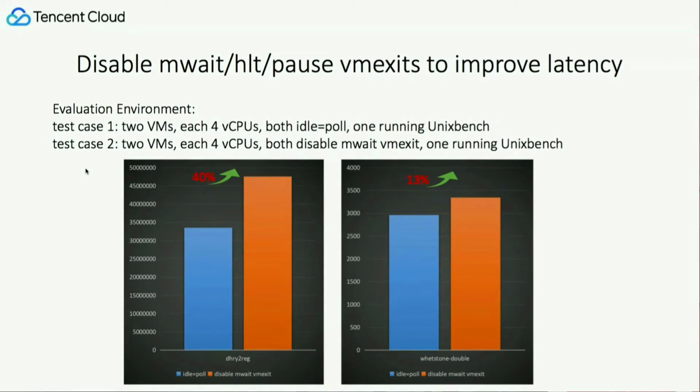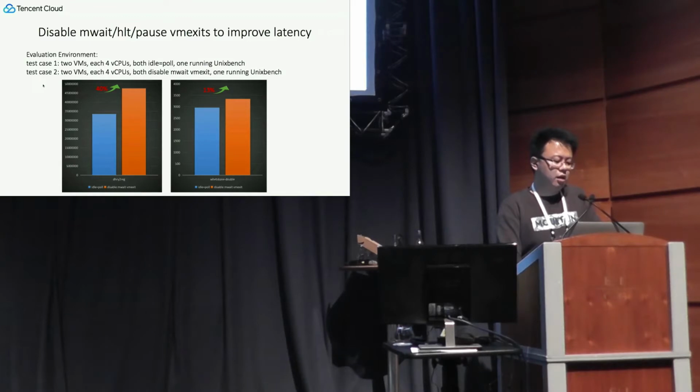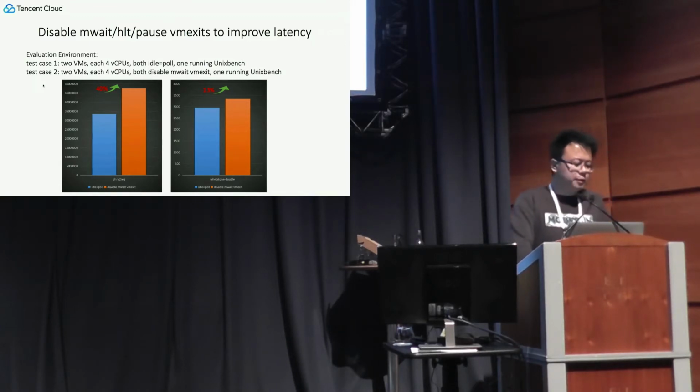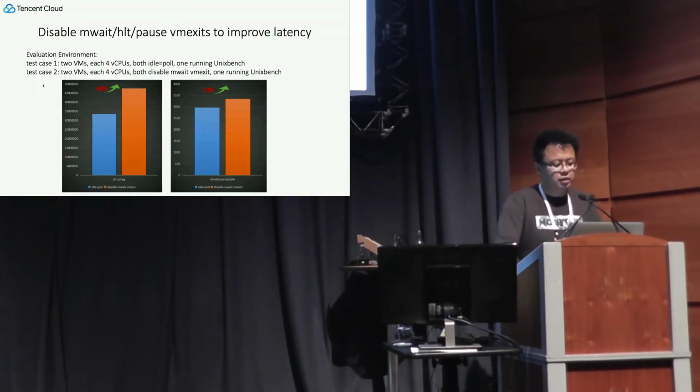I did another test to compare disabling mwait and idle=poll. Here, I test on a desktop which has 8 logical CPUs, with 2 VMs, each VM has 4 vCPUs. There are 2 test cases. In test case 1, both use idle=poll in the guest, and one of the VMs will run a single-thread UnixBench. In the other test case, both disable the mwait intercept, and one of them will run single-thread UnixBench. We can observe the performance improvement for disabling mwait vmexits.